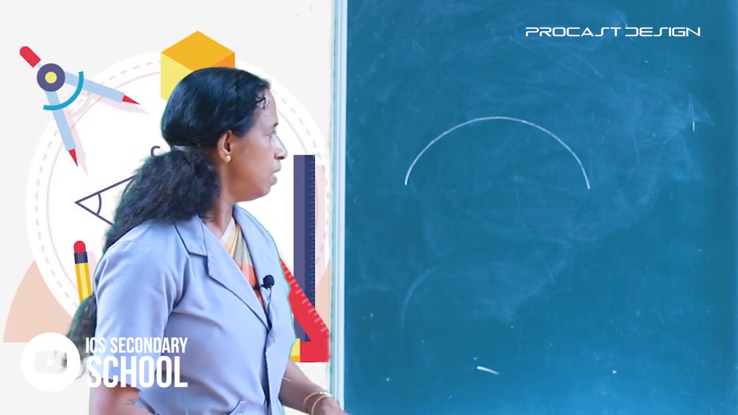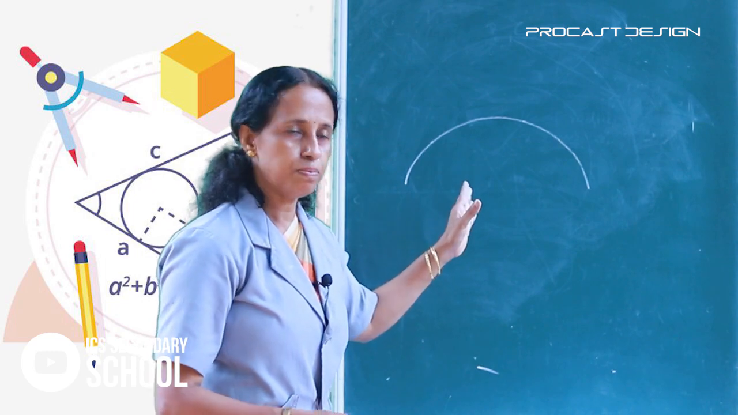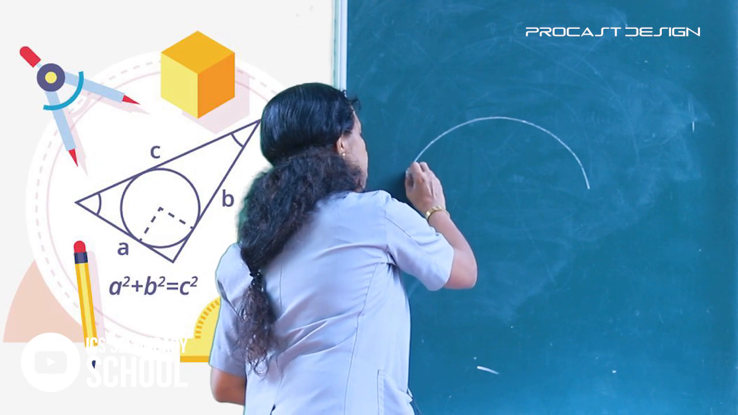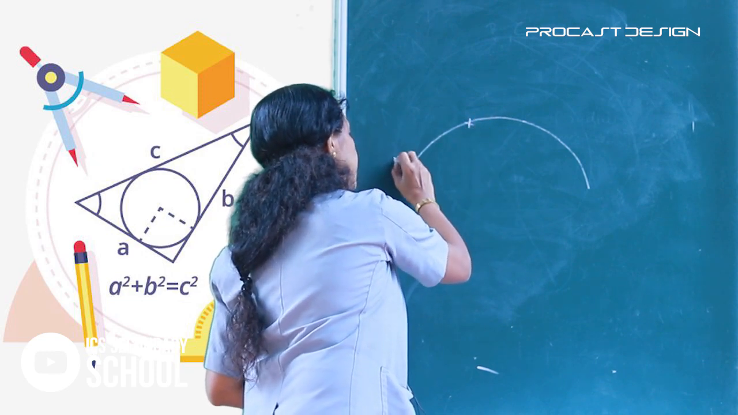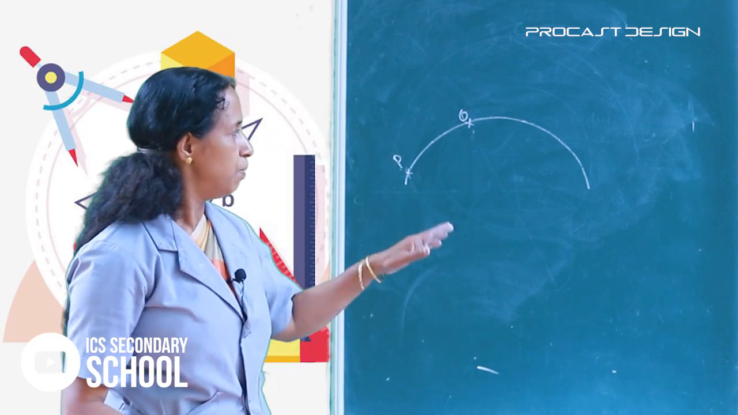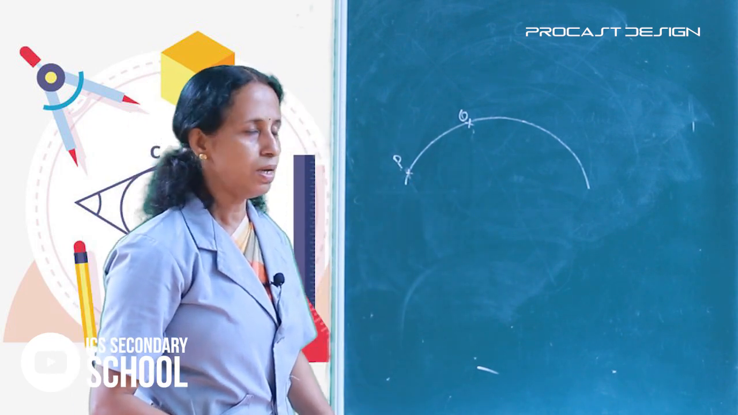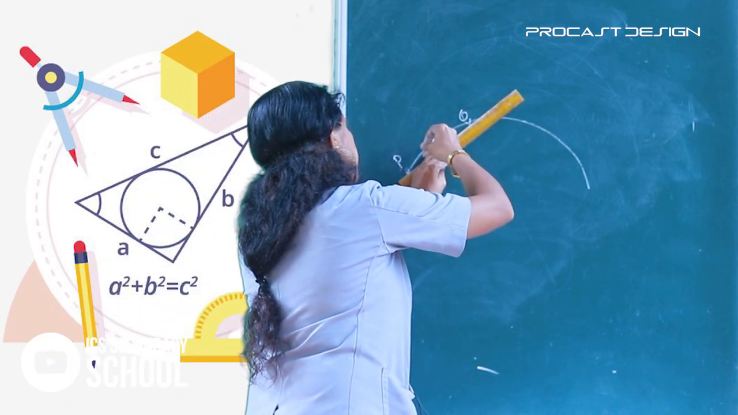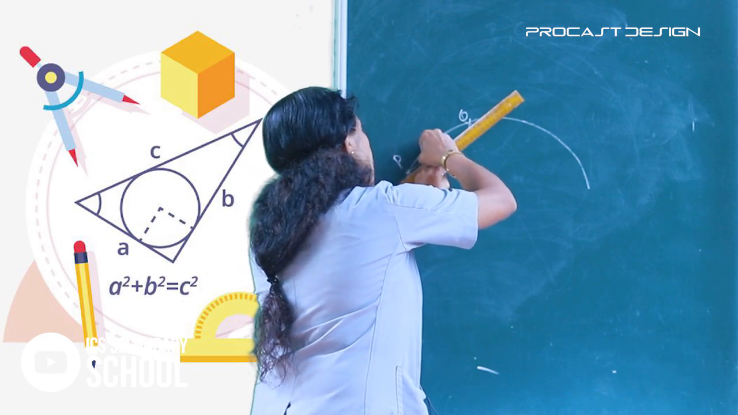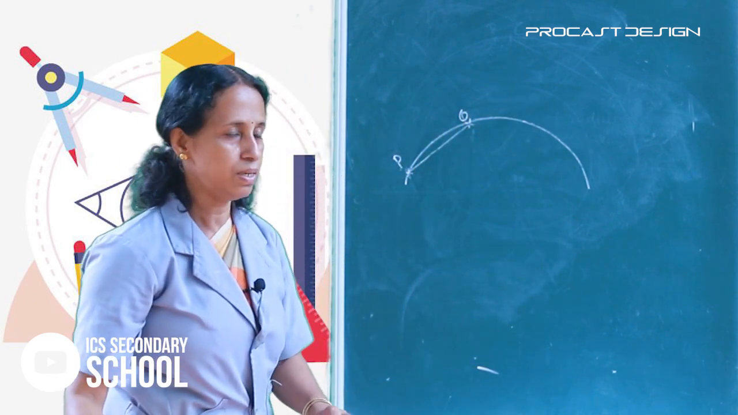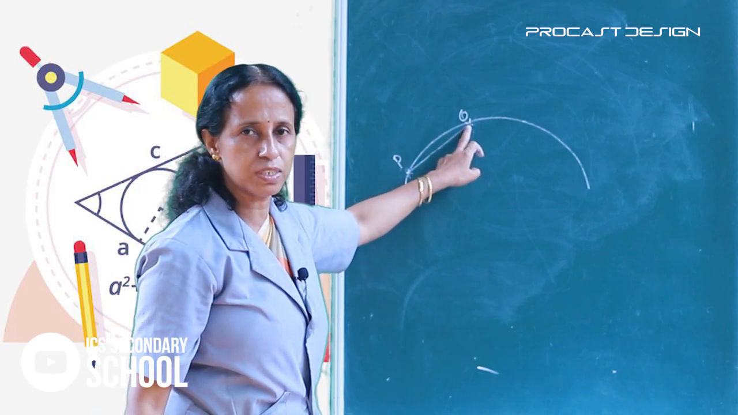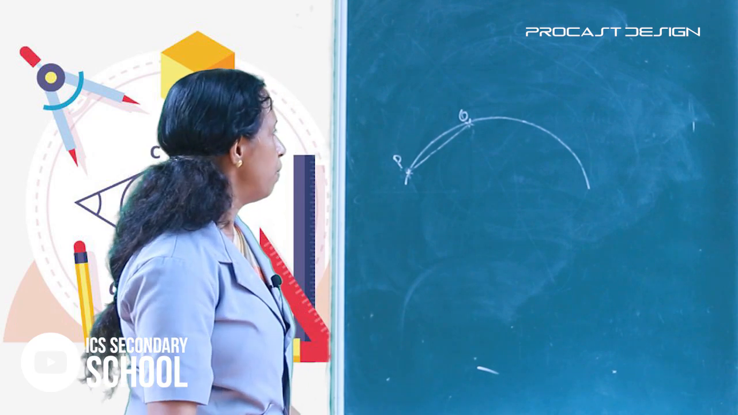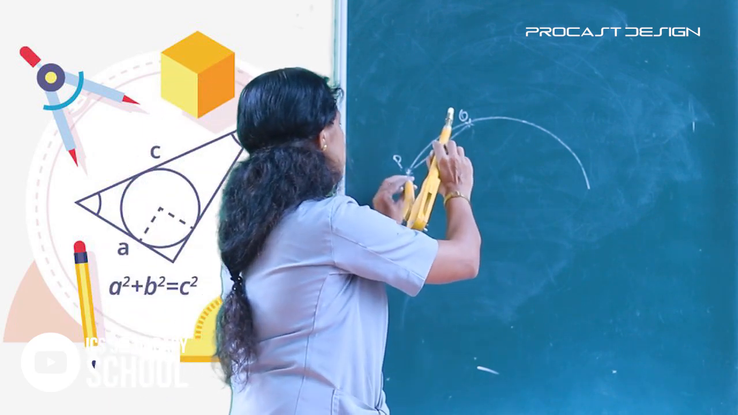How can you find the center of the circle? First, mark points P and Q on this arc. Connect P and Q. This is a chord of the circle. P and Q are points on the circle.